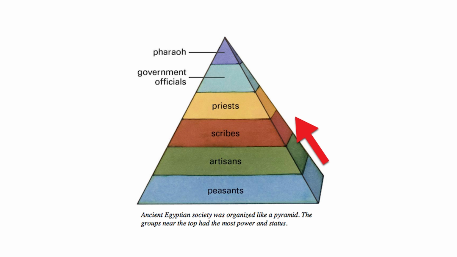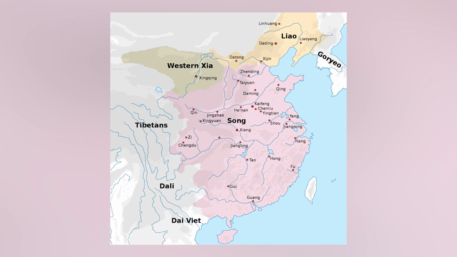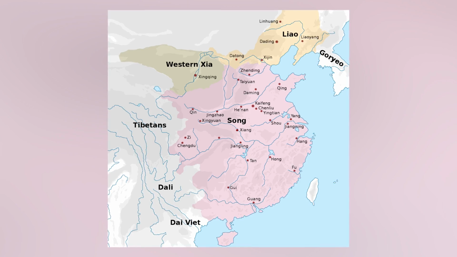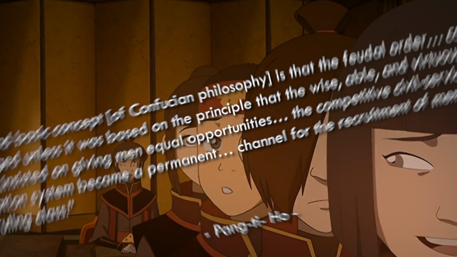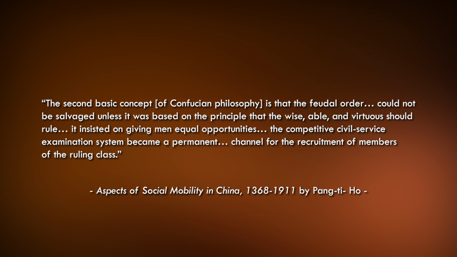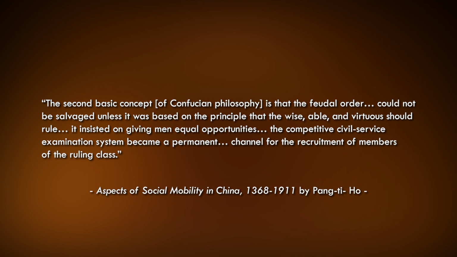Social mobility is how you acquire or lose wealth, status, or power, both together or separately, to move through the classes. The Song dynasty is a rare example in history of relative ease with which people could ascend the classes through an imperial exam. As Paul Ho writes, the second basic concept of Confucian philosophy is that the feudal order could not be salvaged unless it was based on the principle that the wise, able, and virtuous should rule.